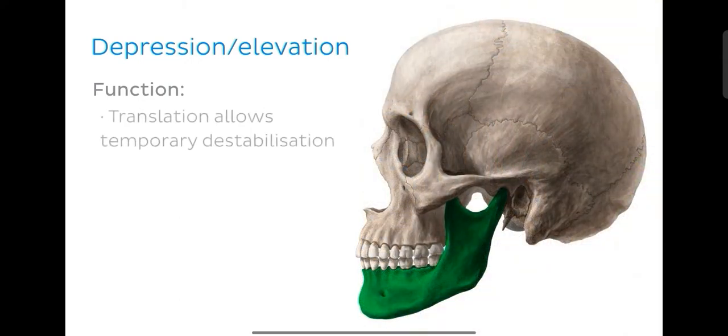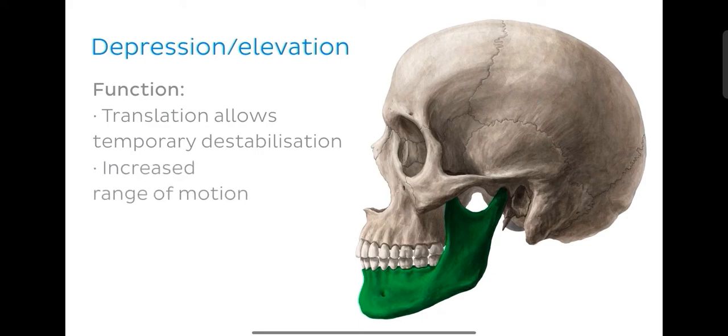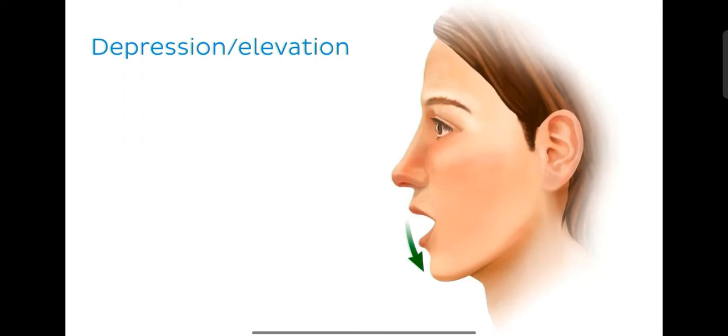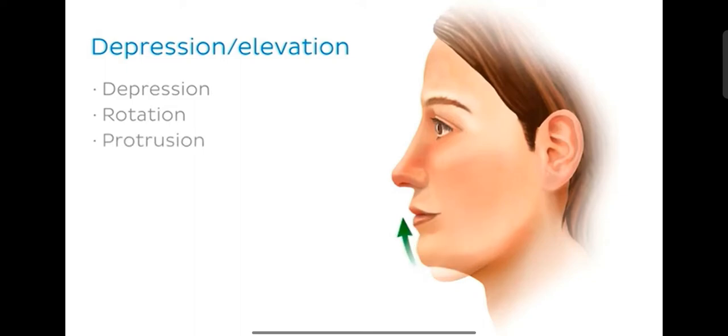The ability to translate the mandible allows us to temporarily destabilize our jaw by pulling it out of the deep socket. No longer limited by the boundaries of the socket, the jaw then gains increased range of movement and can open wide to tackle more food. So our model here is able to tuck into a big meal instead of being restricted to crumbs like a bird. This is performed through a combination of depression, rotation in the sagittal plane, which could be thought of as similar to extension but isn't called that, and another movement called protrusion, which we'll talk about next.